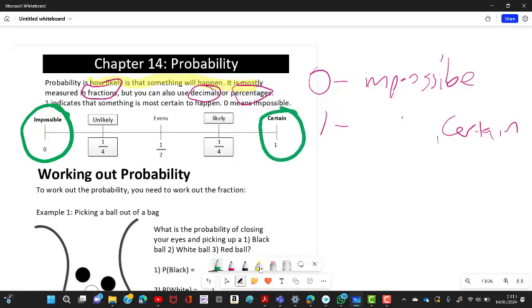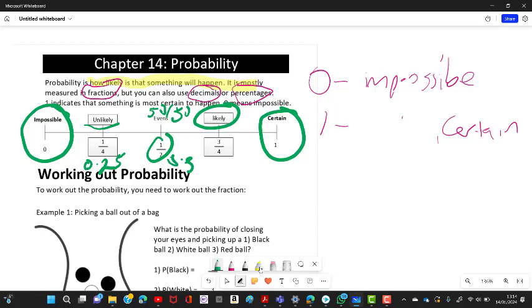And between 0 and 1, we have a half or 0.5. And that means it's evens. It's 50-50. It either happens or doesn't. In between half and 0, we have a quarter or 0.25. And if something's got a probability of a quarter, it means it's unlikely to happen. And if something's in between half and 1, it means it's likely to happen.